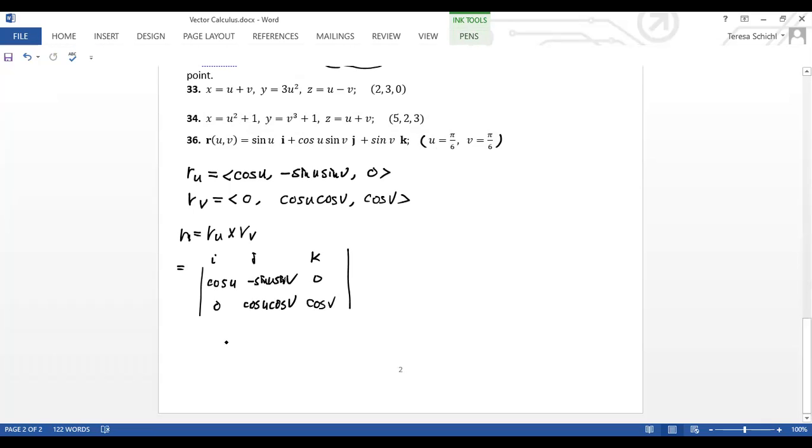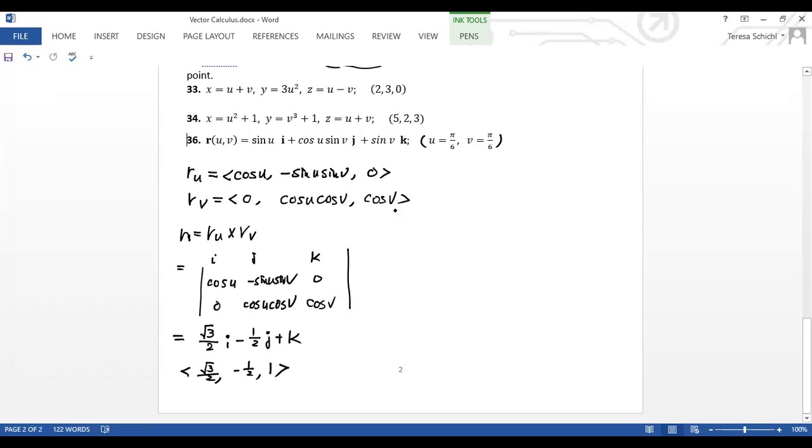Then you can do the cross product the same way we did before. I already did that, so I trust you can do the cross product. It will be square root of 3 over 2 i, minus 1/2 j, plus k. So my normal vector is square root of 3 over 2, negative 1/2, and 1.